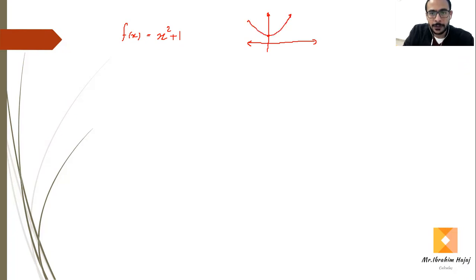If we have a function f of x equal to x squared plus 1, and you would like to graph this function, I will graph it here quickly in the xy plane. When we graph x squared plus 1, it's a parabola. The y-intercept, or the starting point, is going to be 1, right? And then it's a parabola like this.